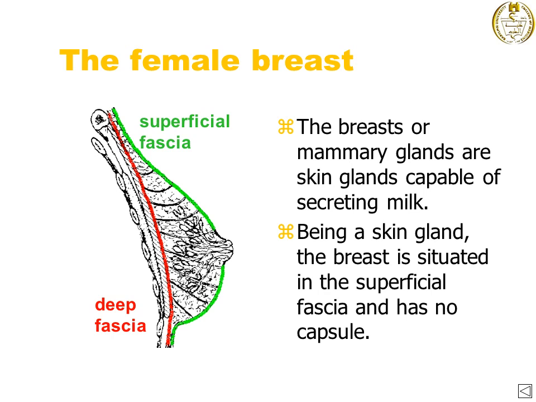The female breast, or the mammary gland, is a skin gland capable of secreting milk. Being a skin gland, the breast is situated in the superficial fascia and has no capsule. The figure shows you that.